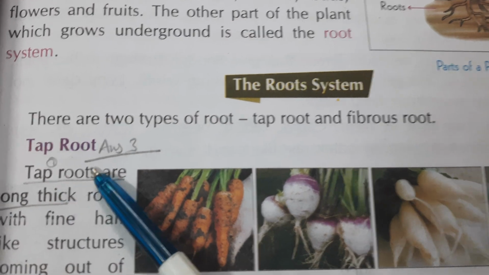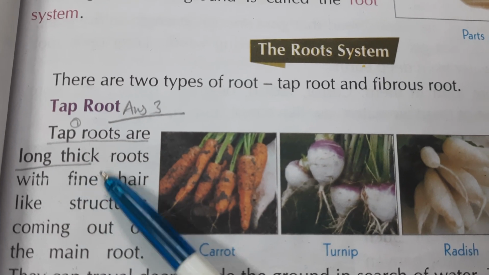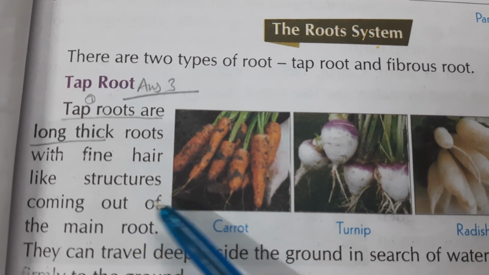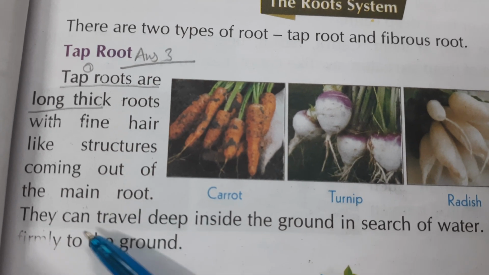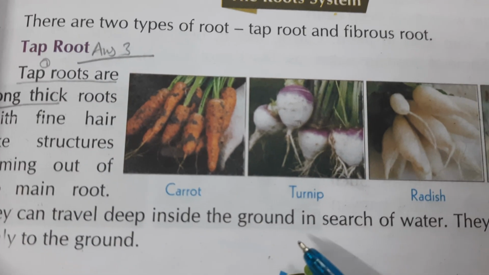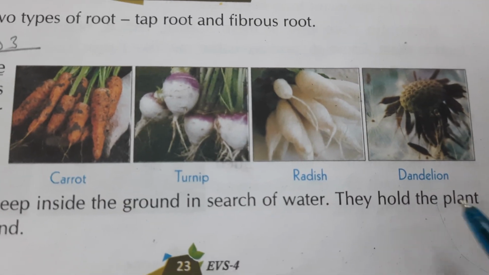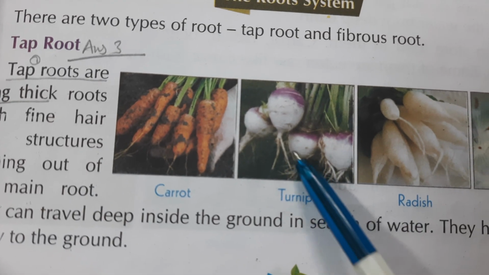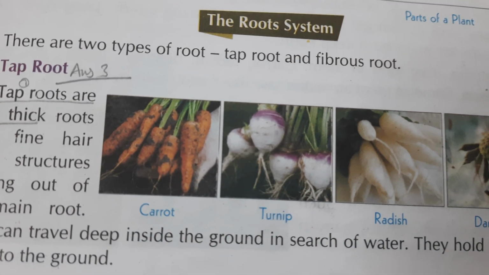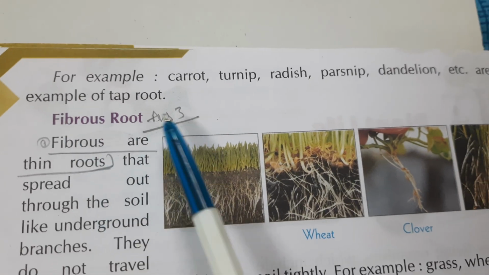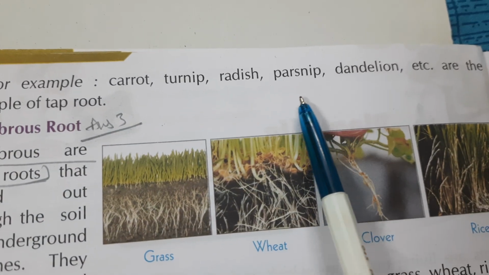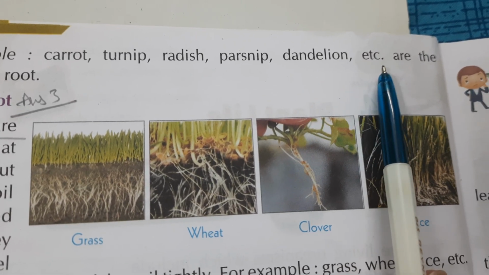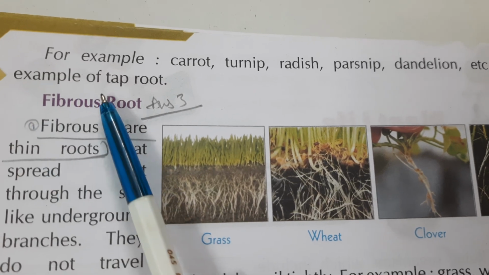Taproots are long, thick roots with fine hair-like structures coming out of the main root. They can travel deep inside the ground in search of water. They hold the plant firmly to the ground. Look at here, this is taproot. For example, carrot, turnip, radish, parsnip, dandelion, etc. are examples of taproot.